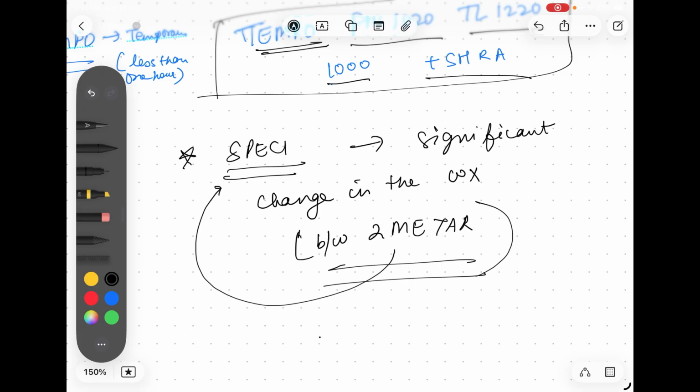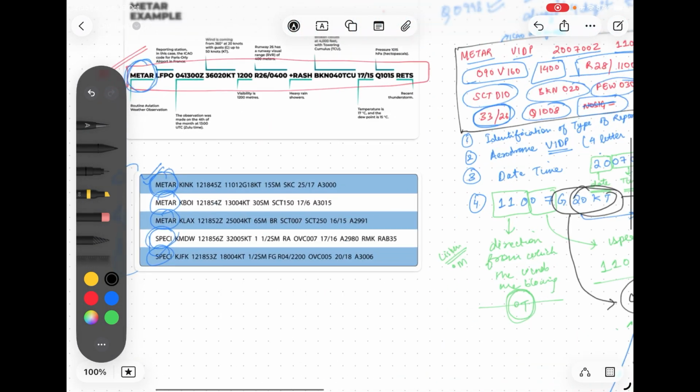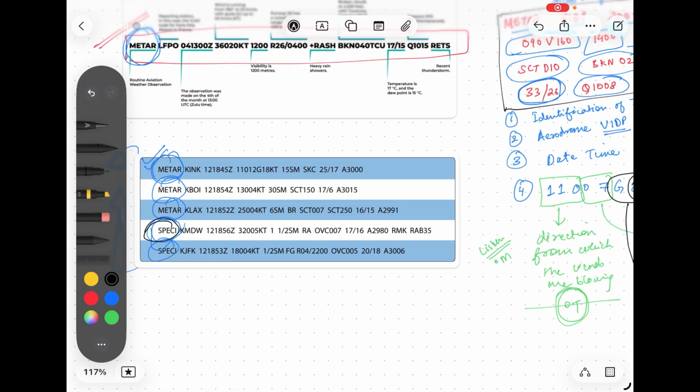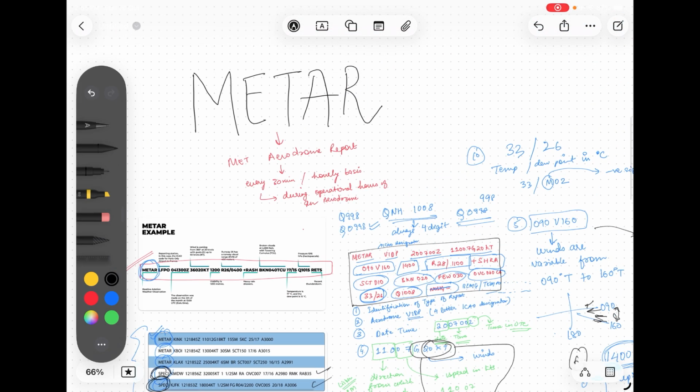SPECI, the format is the same. I already showed you in a picture. There is nothing different in the format, but it's written SPECI here instead of METAR. So a SPECI is issued when there is a significant change between the two METARs. So this was all about METAR. Now I will share with you the weather group.